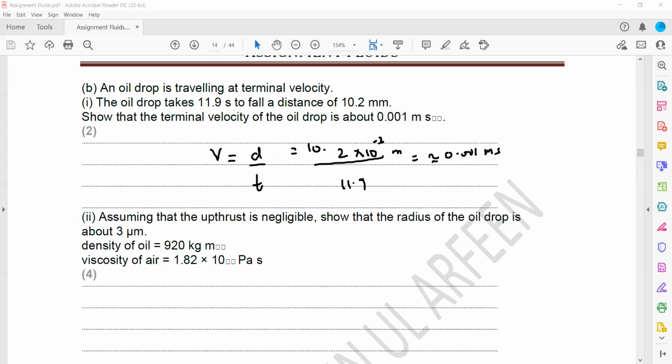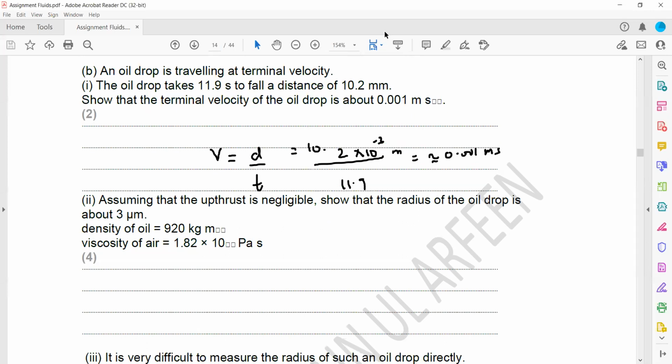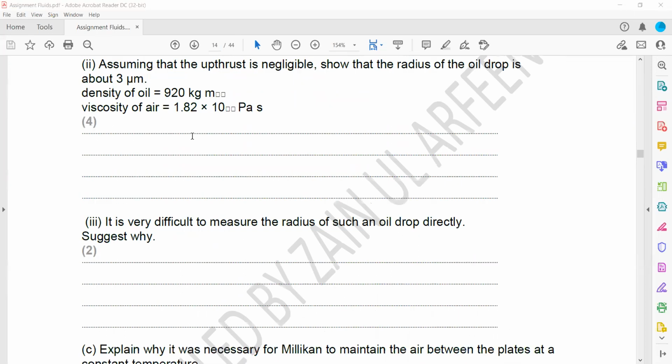So how can we show that the radius is about 3 micrometers? If upthrust is neglected, it means the viscous drag, or drag force, is equal to weight. When it is moving downward, the weight, which is the downward force, is equal to upthrust plus the drag force. But upthrust is neglected here, so weight is equal to the viscous drag, and weight is equal to mg. So mg is equal to the drag force, which is 6 pi eta r v.